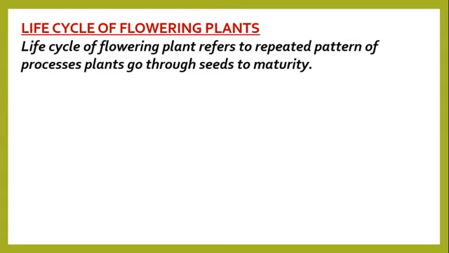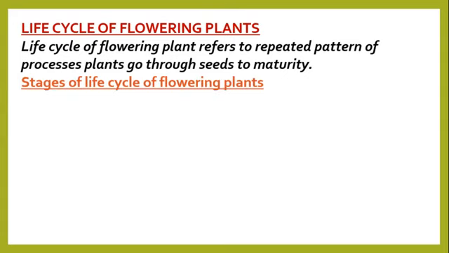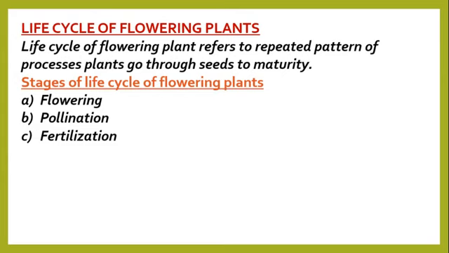Now let's look at the stages of life cycle of flowering plants. What are the stages? We will identify 7 main ones. You should be able to arrange them in order. So the first one is flowering, followed by pollination, then fertilization. After fertilization, there is fruit and seed formation.